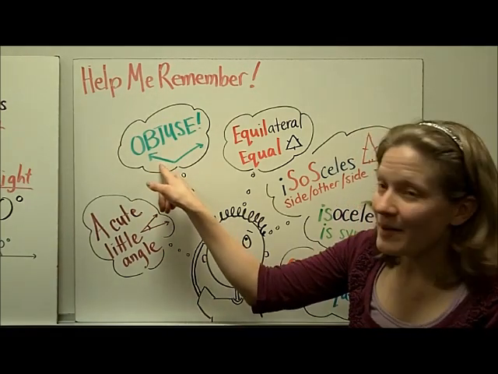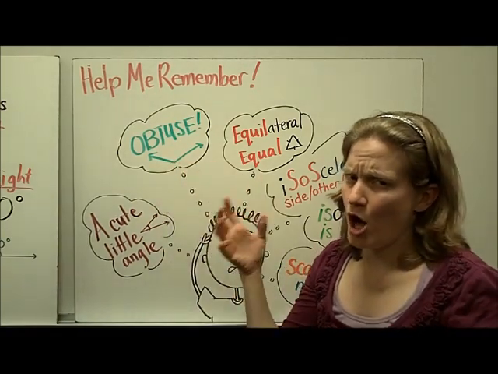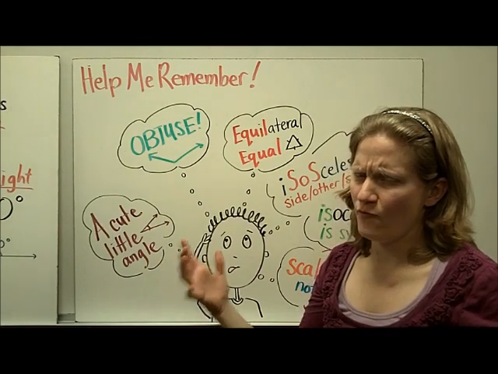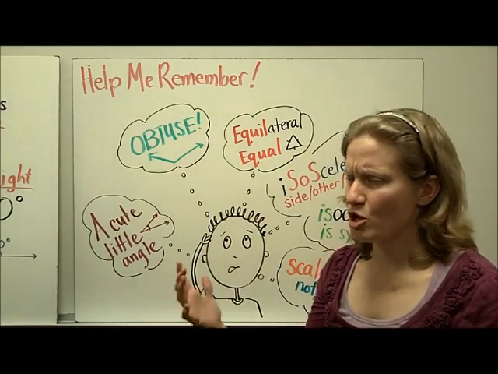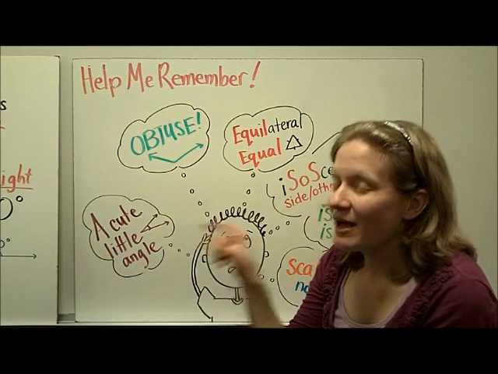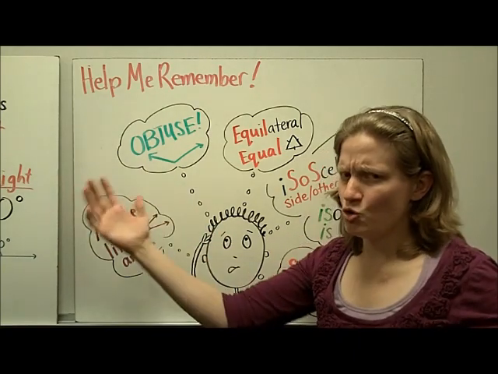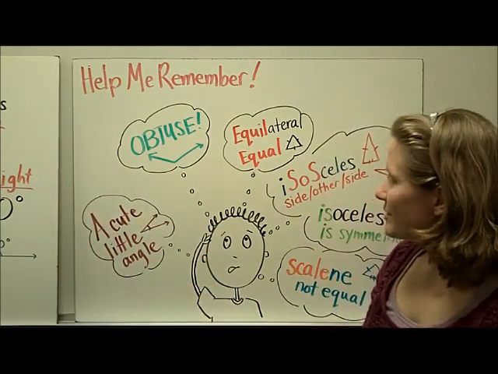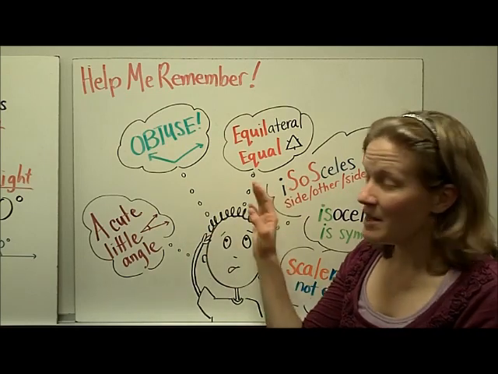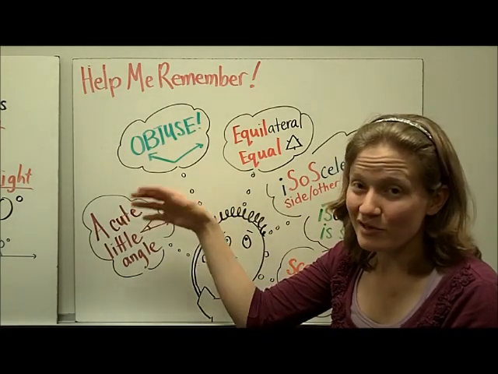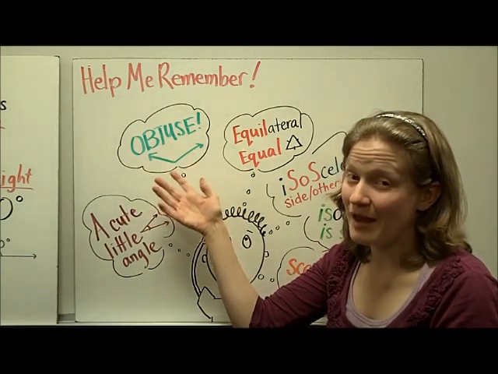I like to then on the opposite side say the word obtuse with a big low voice to remind me that it's a big angle. So remember a cute little angle and an obtuse angle. You can use those hints for classifying triangles by angles.